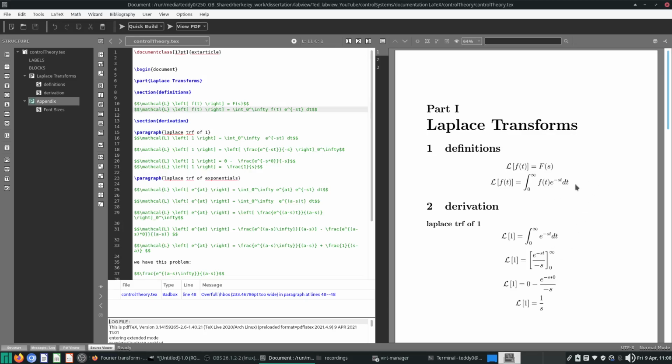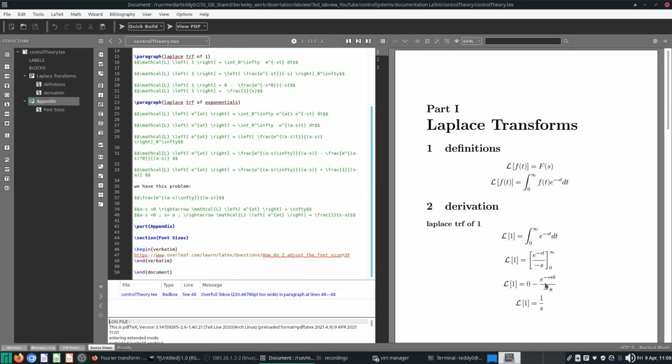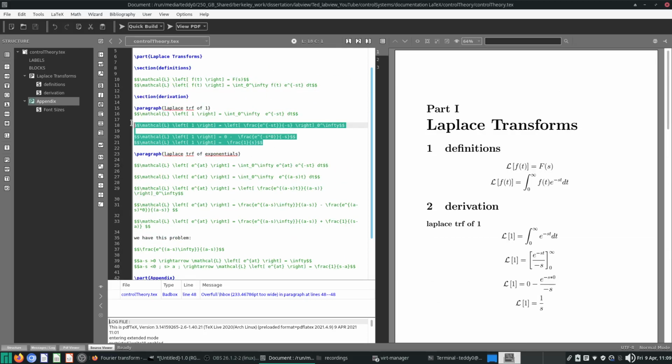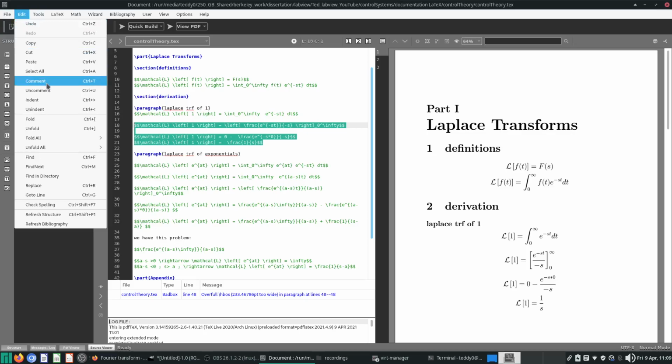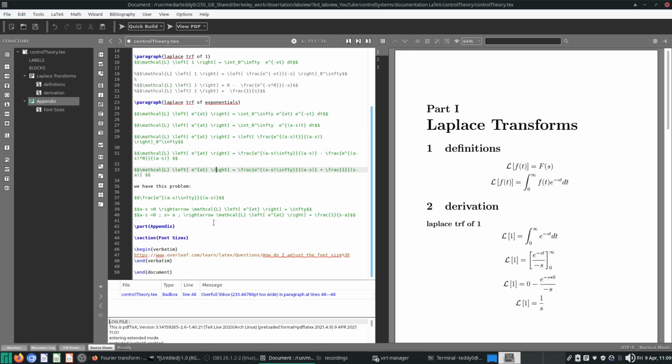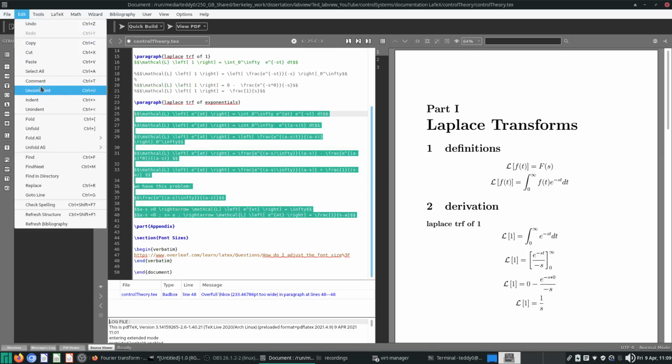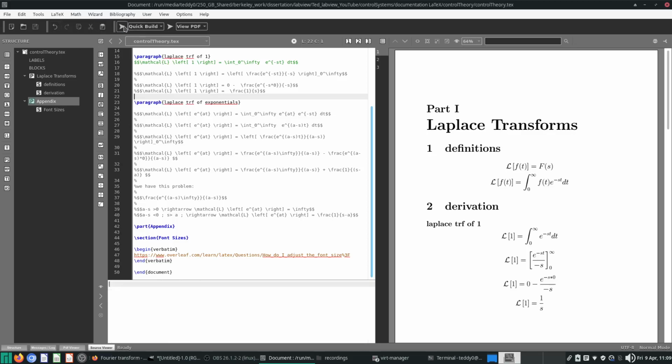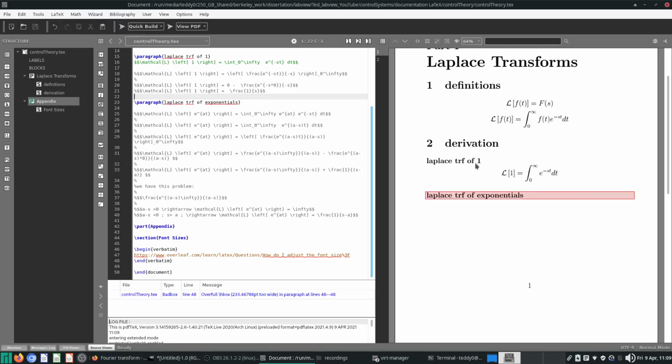Alright, so the simplest Laplace transform is the Laplace transform of 1. Let's start. I have it all written down already, but basically I will comment everything and talk you through the steps, so that you don't have a data overload. So now let's talk about the Laplace transform of 1 and the Laplace transform for exponentials. The Laplace transform of 1 is the easiest. You have the integral from 0 to infinity of e to the minus st dt.